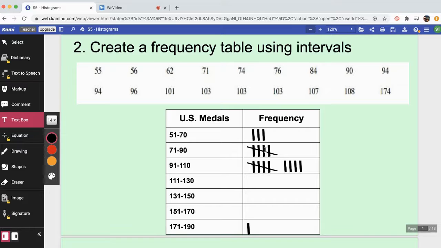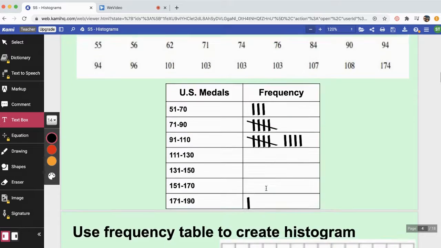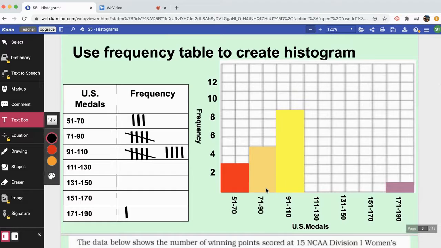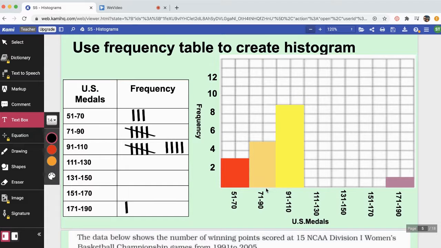So our first step is to decide what our intervals are. And our next step is to make a frequency table or a tally table of how many pieces of data are in each group. Then we take that tally table to actually create our histogram. So we have our x-axis here, which is always going to be whatever it is you're counting. In this case, it was US medals. And then the y-axis is always going to be your frequency, how many pieces of data were in that category.